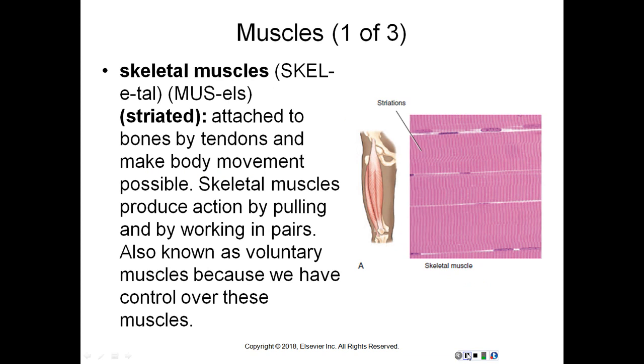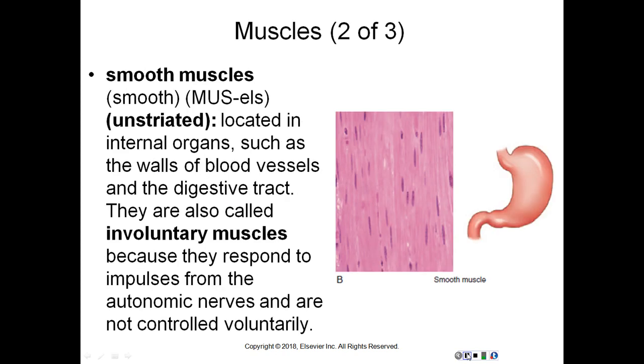First we have skeletal muscles, attached to bones by tendons and make body movement possible. Skeletal muscles produce action by pulling and by working in pairs. They are also known as voluntary muscles because we have control over these muscles. Alternating dark and light bands create striations or stripes, also called striated muscles. Then we have smooth muscles located in internal organs such as the walls of blood vessels and the digestive tract. They are also known as involuntary muscles because they respond to impulses from the autonomic nerves and are not controlled voluntarily. So they're also called unstriated muscles.